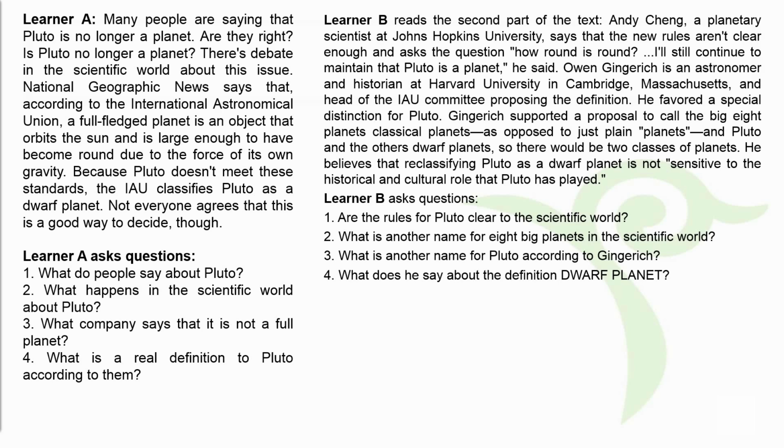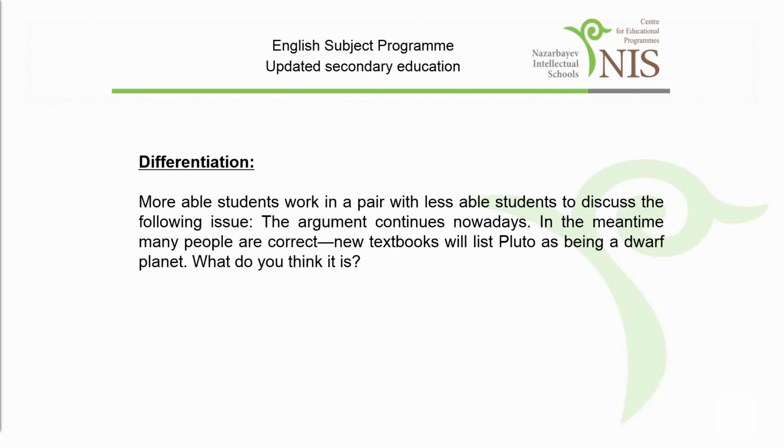After reading the text, each student answers a series of questions. For differentiation, you can place more able students in pairs with less able students to discuss the following issue. New textbooks will list Pluto as being a dwarf planet. What do you think it is?